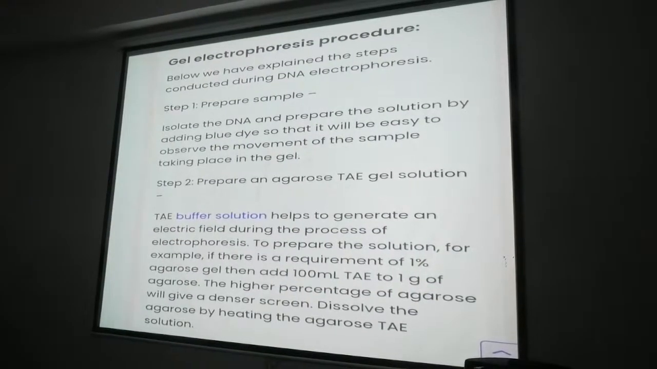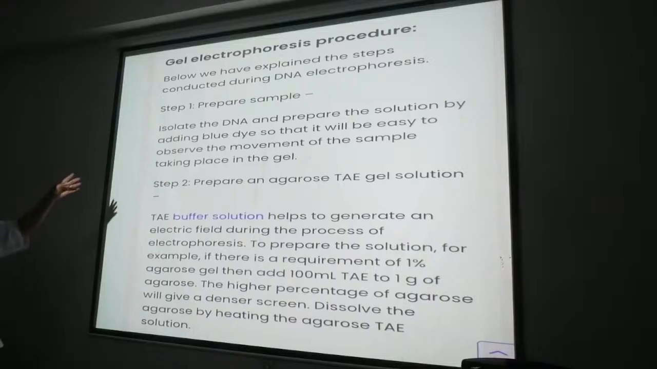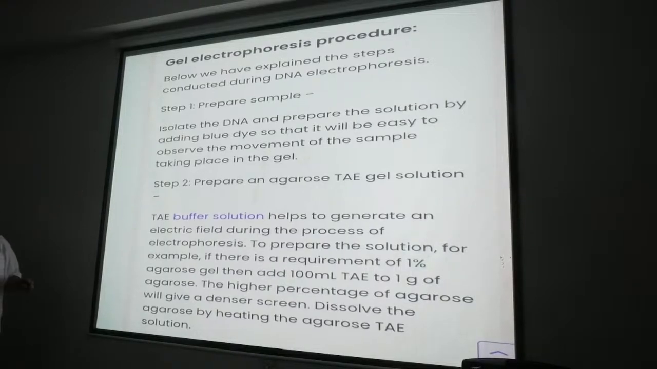The first step is the preparation of the sample. Here it shows the DNA separation. In case of DNA, we isolate the DNA and prepare the solution by adding blue dye, so it is easy to identify. When we apply the sample, it is blue in color and shows easily, so it will be easy to observe the movement of the sample taking place in the gel.